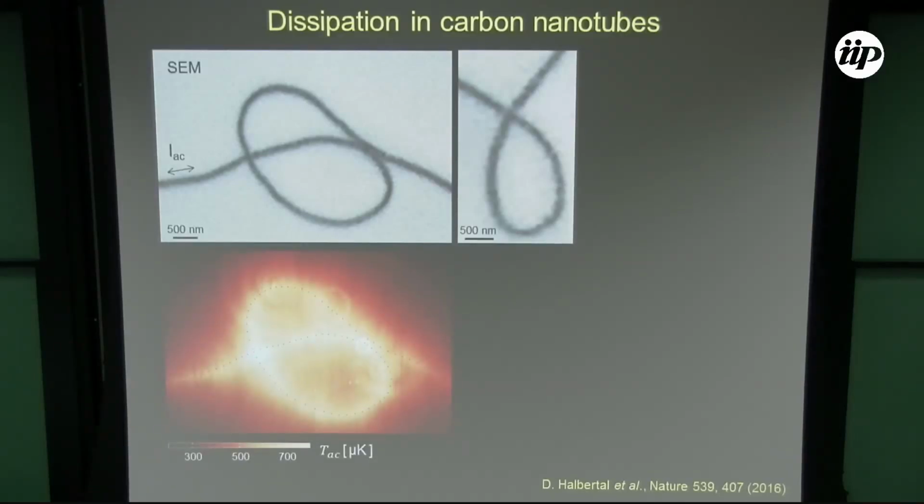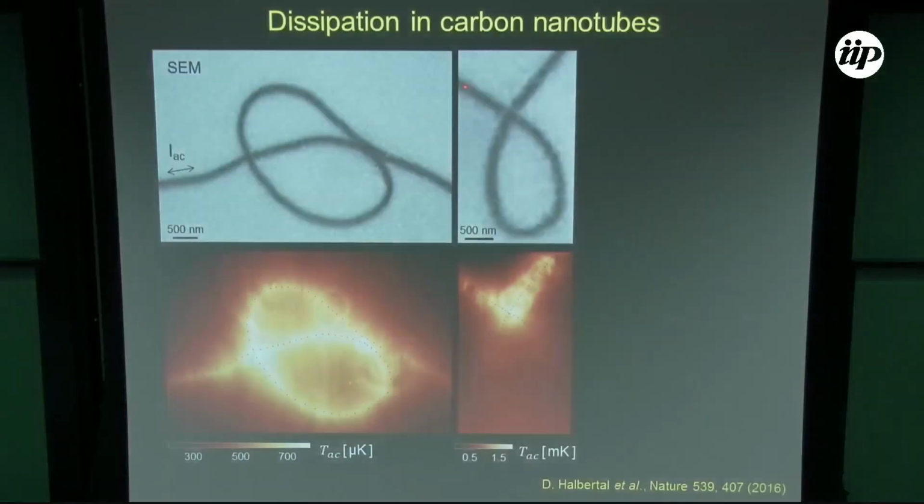So this is the thermal map of this nanotube in the presence of a couple of nanoamps of current. The scale here is in microkelvin. And as you can see, the nanotube is heated up along its entire way. However, if you look at this nanotube, the dissipation occurs only here, and you don't see this part of the loop. The reason is that this nanotube was metallic, so it got shorted here, and all the current passes through here, and no current flows in this loop.